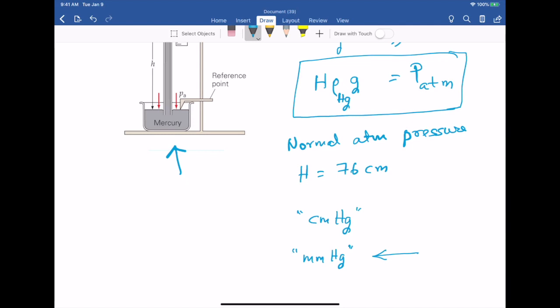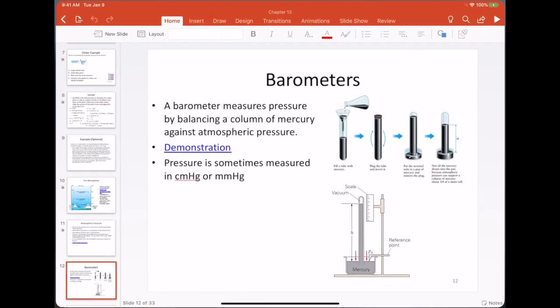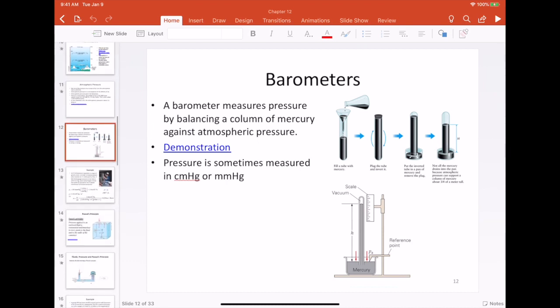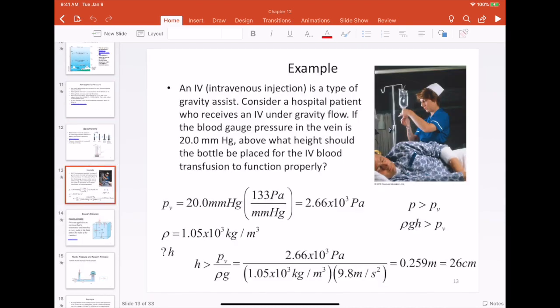Okay. Hopefully it's clear to you how to convert cmHg into pascals. cmHg just means the pressure of a column of mercury which is 1 centimeter high. So you would just use this formula h rho g. You would put h equals 1 cm, rho is the density of mercury, and g, you know, is 9.8, and that would give you 1 cmHg in pascals. I have a problem based on mmHg in the next slide, which you can take a look at on your own.